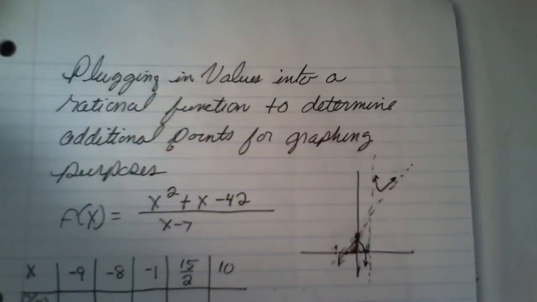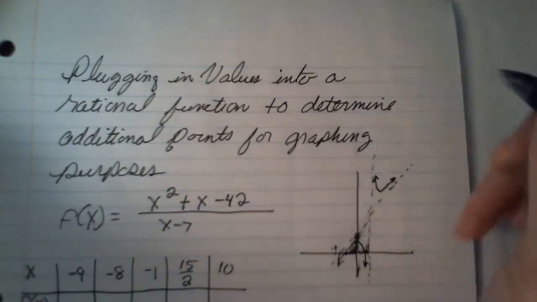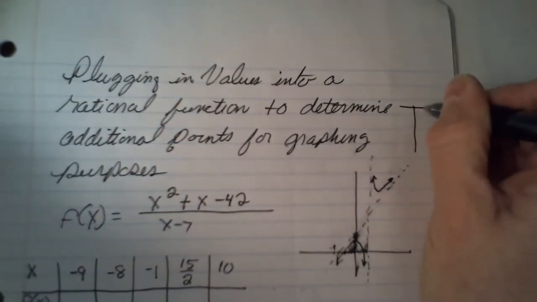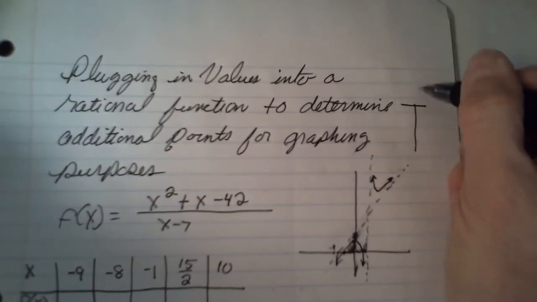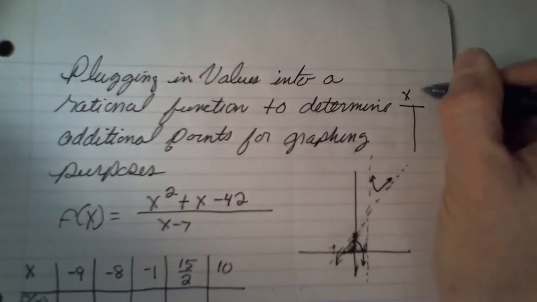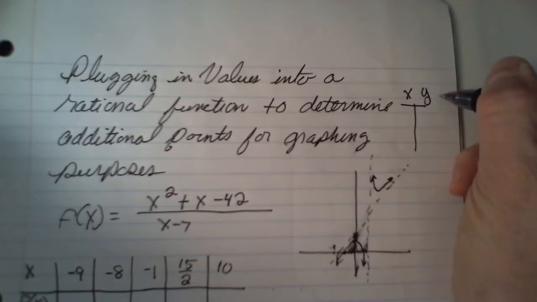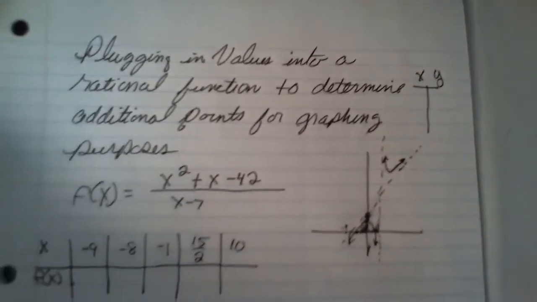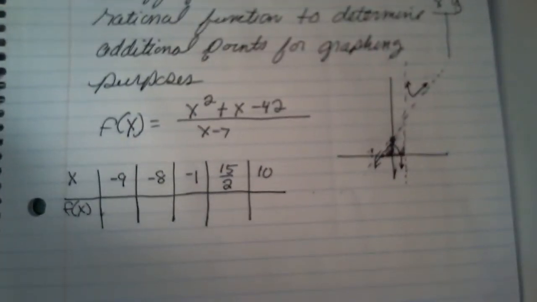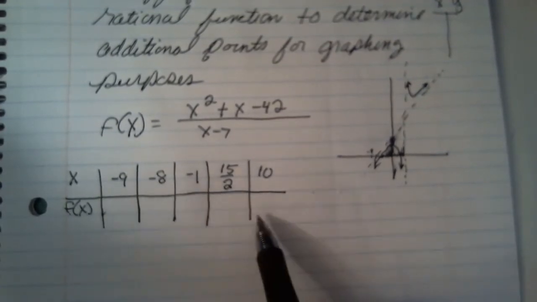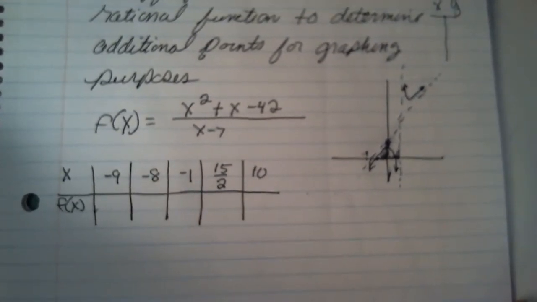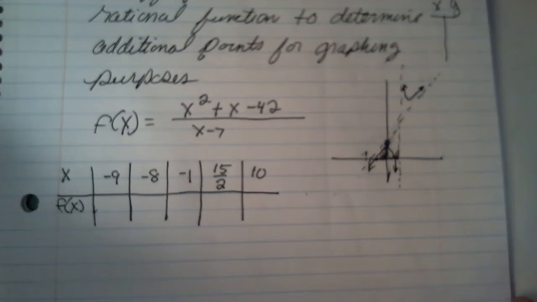Hello students, in this video I'm going to demonstrate how to plug in values into a rational function to determine additional points for graphing purposes. Now normally when we plug in values, we traditionally would have a vertical table for our x and our y values, but we can also use a horizontal table for our x and our y values. And in this specific problem, I'm going to use a horizontal table.